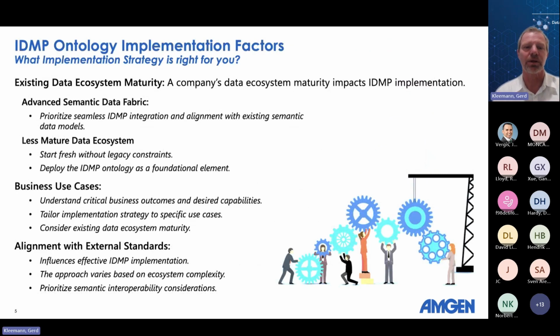So based on these discussed considerations, what is the most appropriate implementation strategy for you? Well, as always, the answer is it depends. And what is it depending on? One critical factor influencing the implementation of the IDMP ontology is the existing maturity of a company's data ecosystem. For example, when a company already possesses an advanced semantic data fabric, the strategy should prioritize seamless integration of the IDMP ontology into the existing data structures.